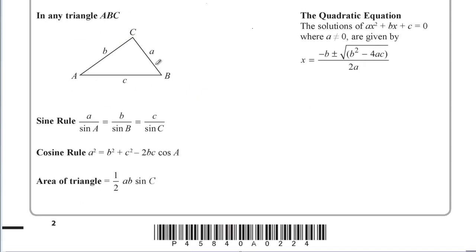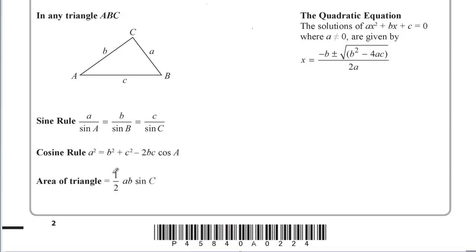In any triangle, so this is our typical triangle, capital letters for the corners and small letters, lowercase for the sides. And we've got this relationship, the sine of an angle divided into the opposite side is always the same. So that sine of that angle to that one and the sine of that angle to that one, they're all the same.